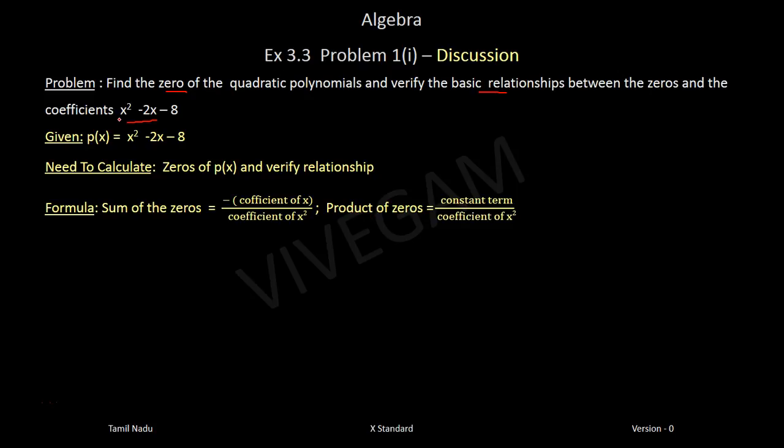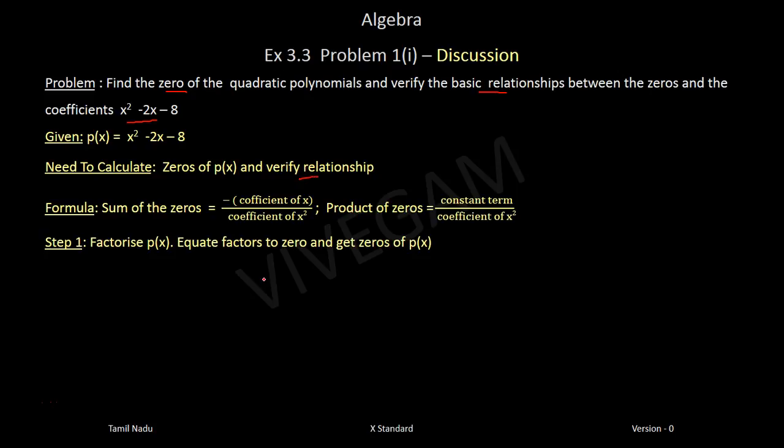So here coefficient of x square is 1, coefficient of x is minus 2, and the constant term is minus 8. Okay, so if you get the zeros, add the zeros and find the value on the right hand side using these coefficients and see whether they are equal. Similarly, find the product of the zeros on one side and find the value of the right hand side using this polynomial and see whether both are equal. This is how we need to verify the relationship.